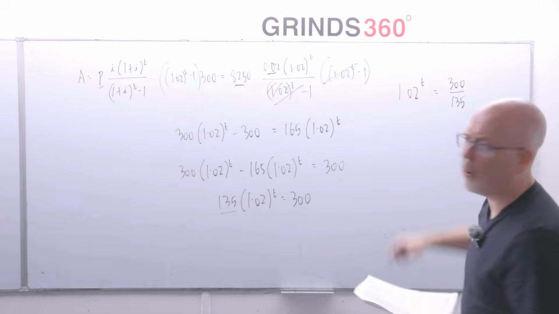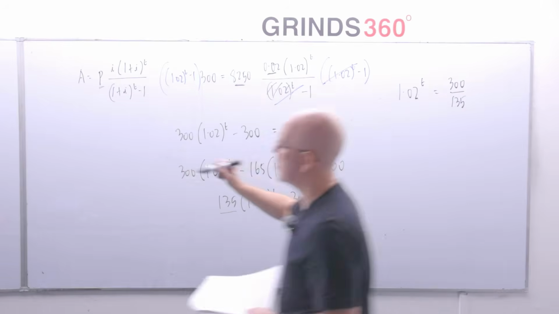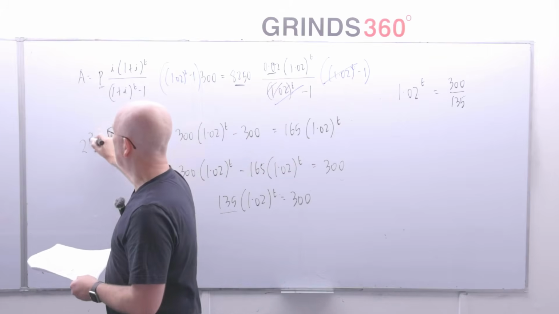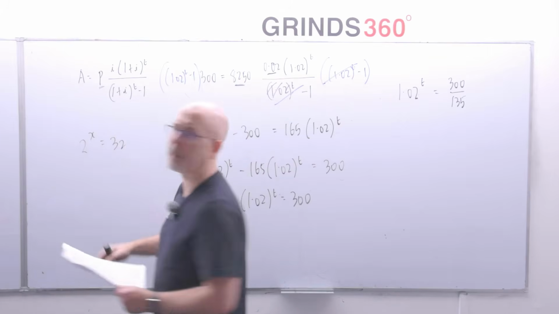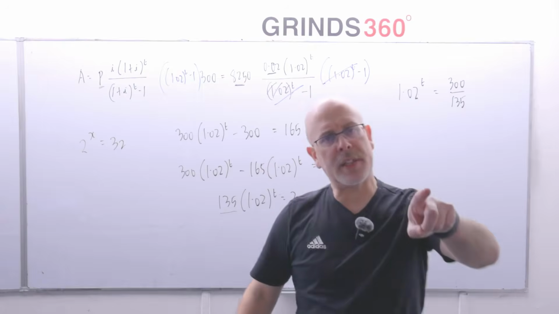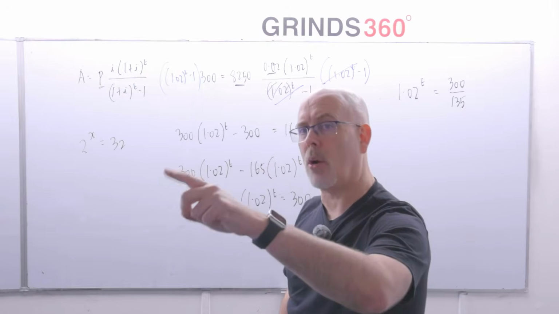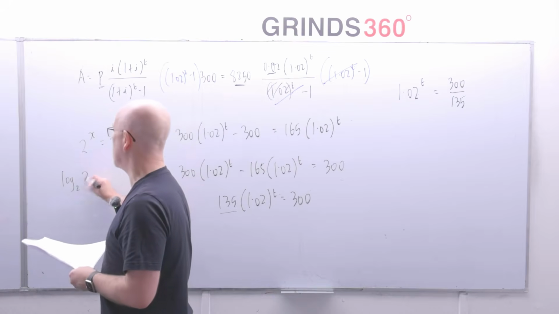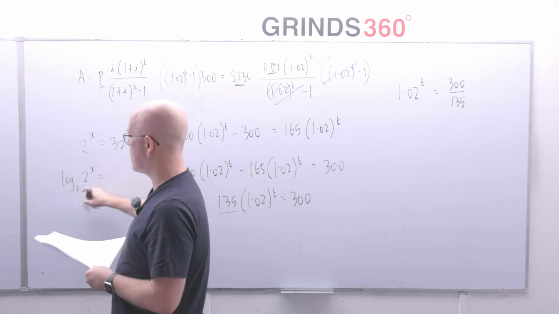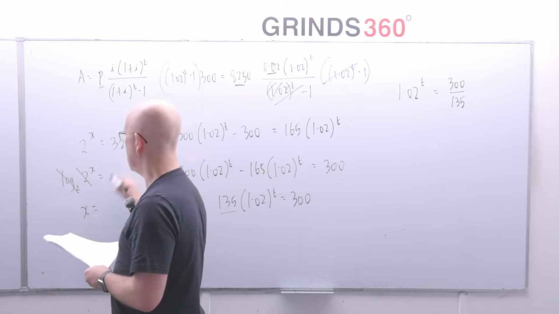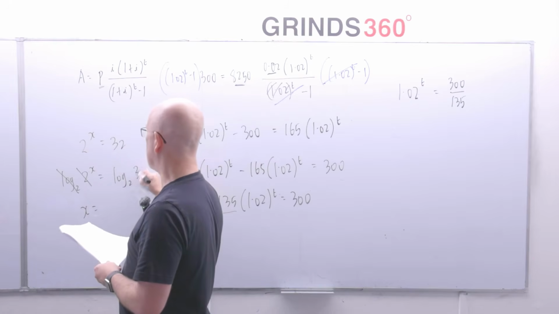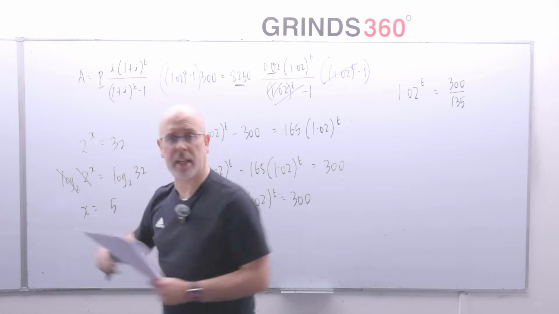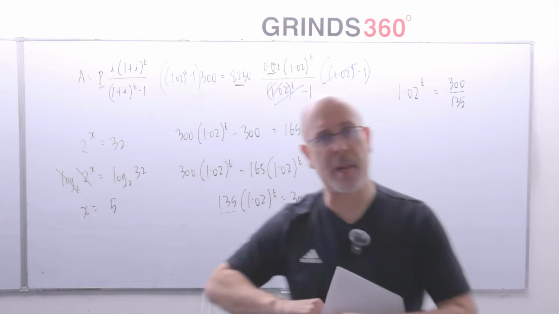And then how do I get rid of the 1.02 there? Remember, we've dealt with this a few times already. If you had 2 to the power of x equals 32, to remove the 2 on the left-hand side, the opposite of 2 to the power of is log to the base 2, remember? As long as those two base numbers match, they will cancel. So whatever I do on the left, I've got to do on the right. And log to the base 2 of 32 is 5. Your calculator will tell you that. Remember, that's how we solve an exponential equation.